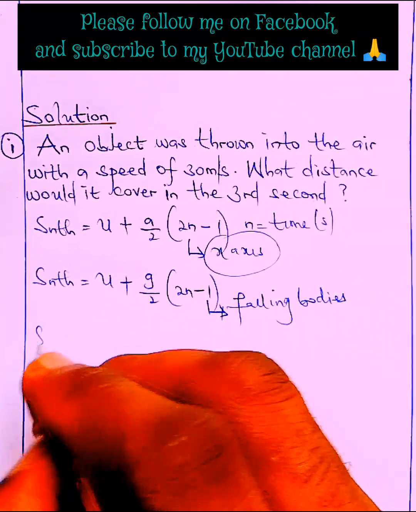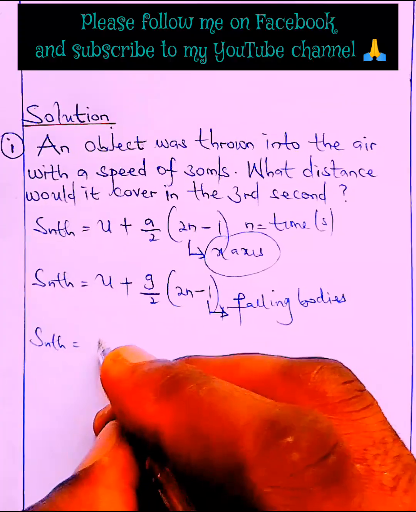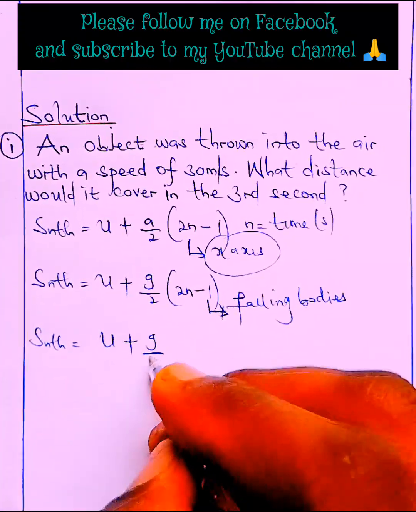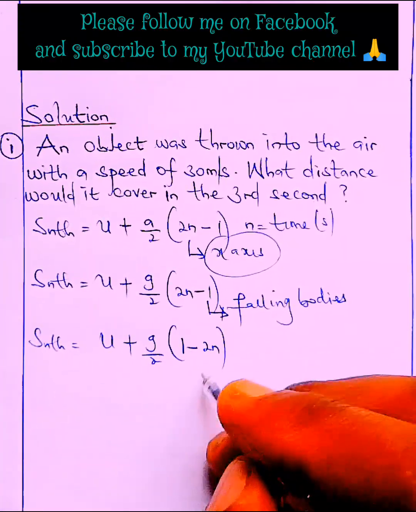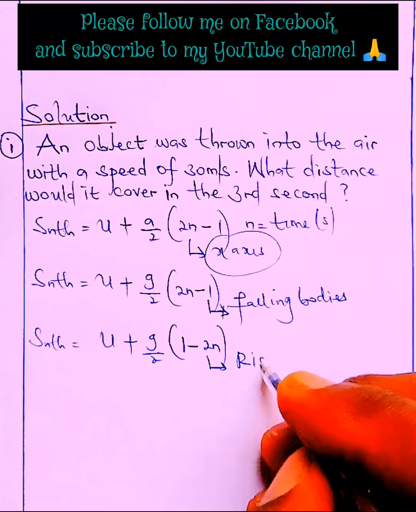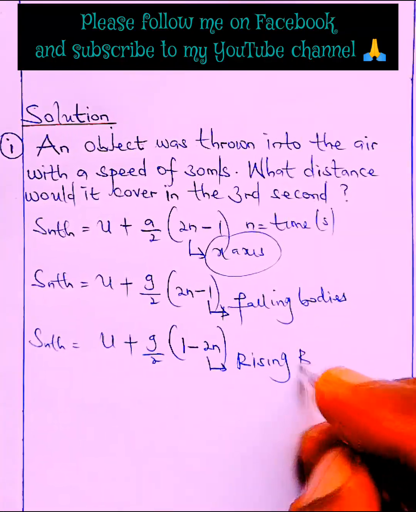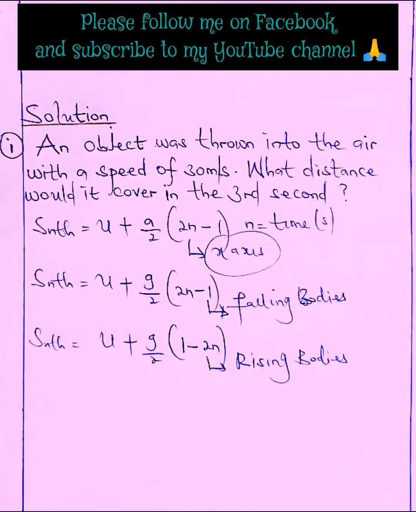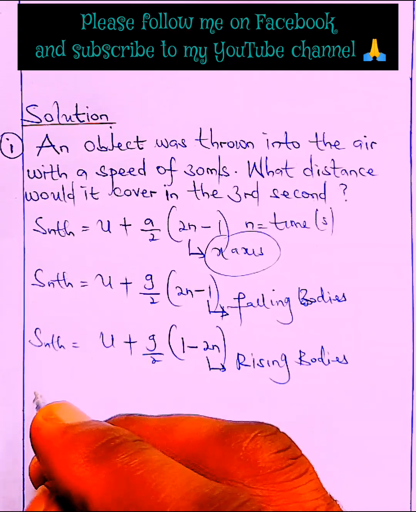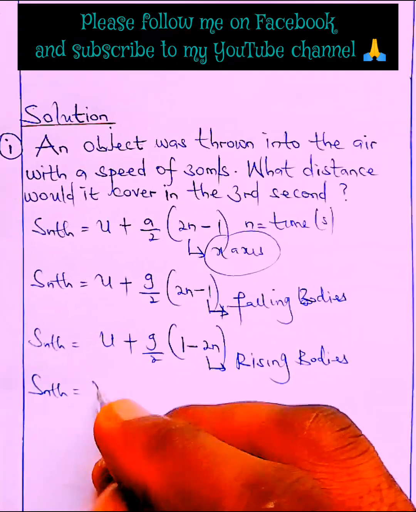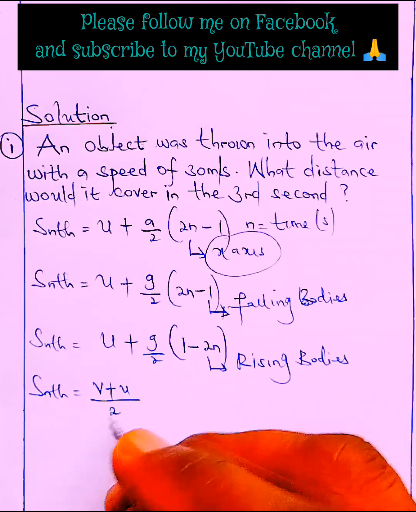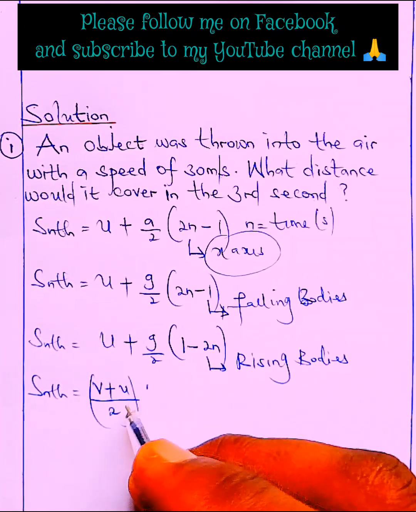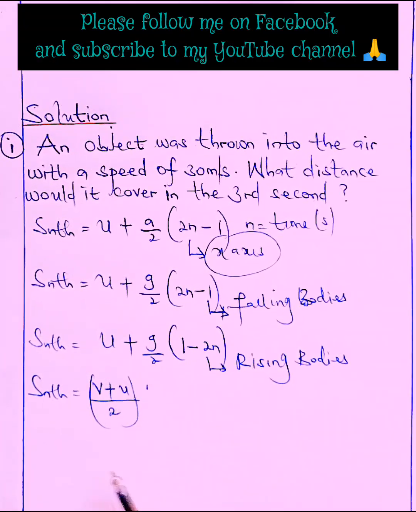And also, this formula was derived. It is also for bodies along y-axis: u plus g over 2, then 1 minus 2n, which is for bodies that are rising. This one is for bodies that are rising against gravity, unlike falling bodies. These bodies are disobeying gravity. And also, we gave a general formula for everyone. It's simply the final velocity plus initial velocity over 2. There's no time actually, just final plus initial over 2, just an average velocity. Now, all these formulas were given in our previous exposition.